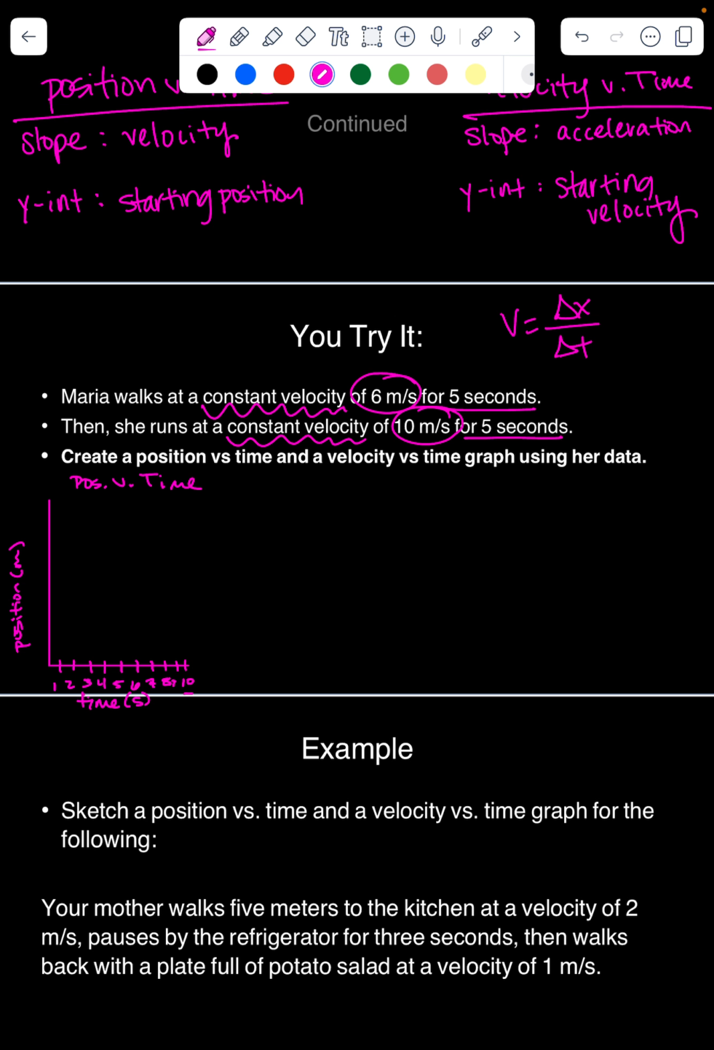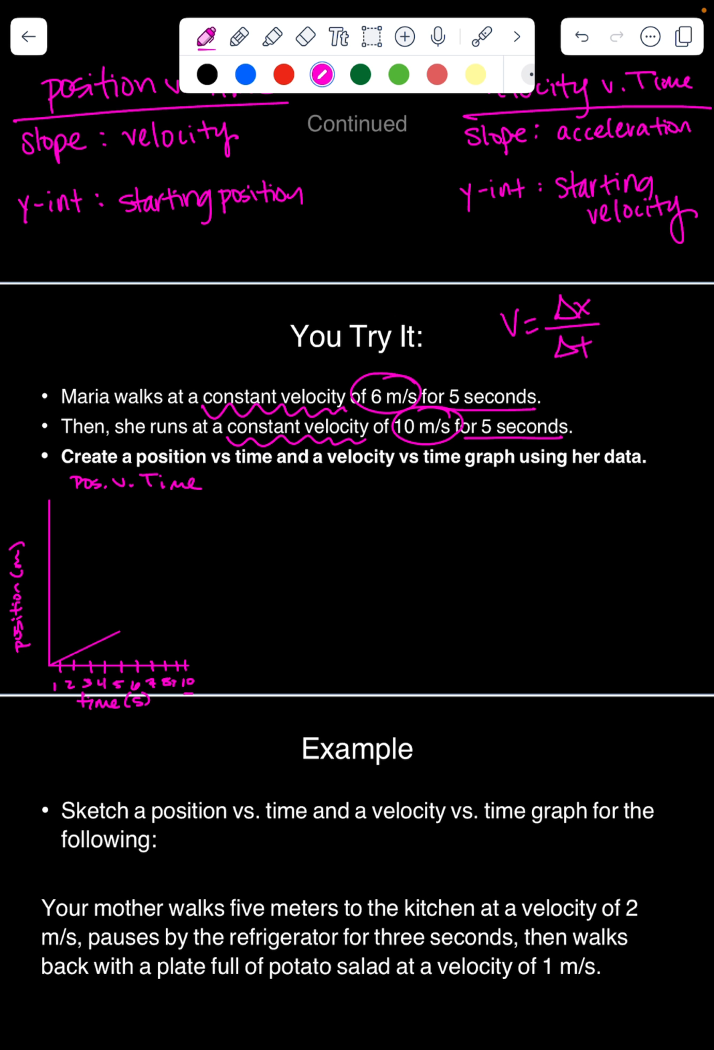So you should know that a constant velocity on a position versus time graph is a straight diagonal line. All right, so this straight diagonal line is at 6 meters per second. Okay, so for the first 5 seconds, we're just going to draw a straight diagonal line. That's going to represent our first segment of motion.